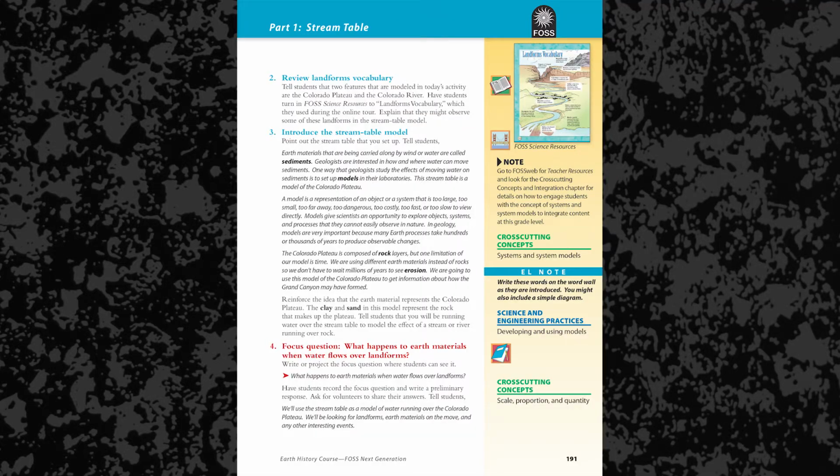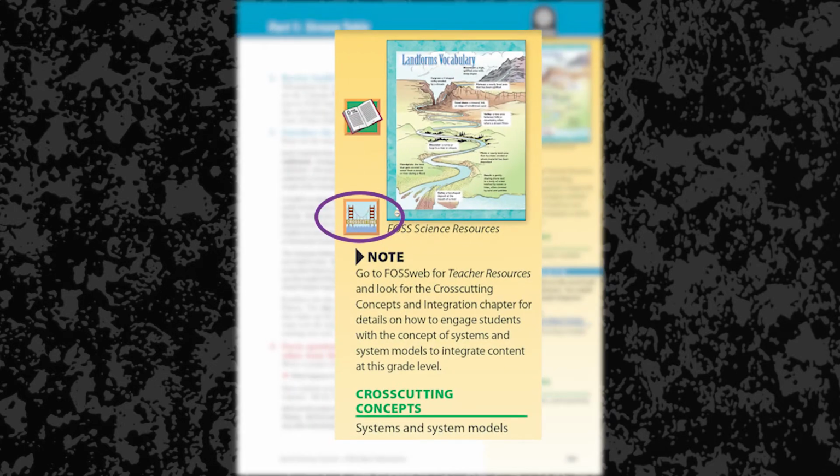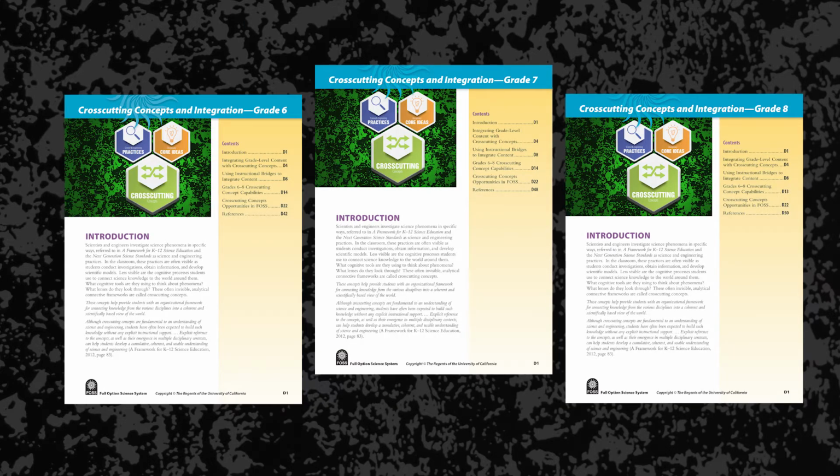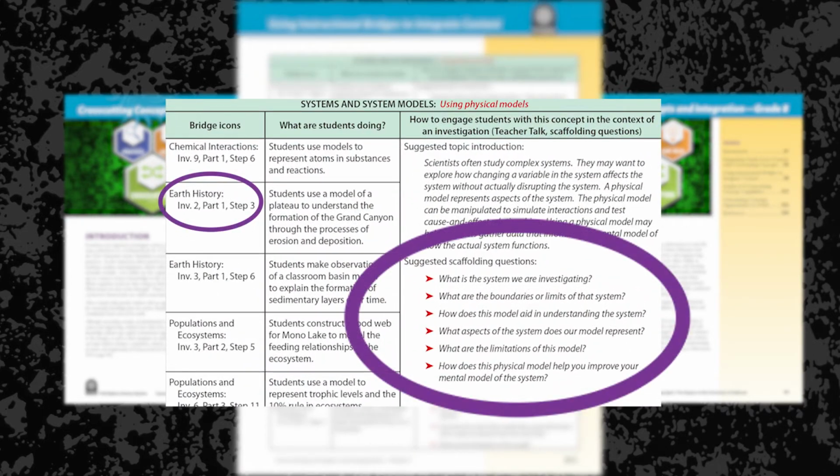In the Investigations Guide, you will find embedded strategies for cross-cutting concepts. For grades 6 through 8, some cross-cutting concepts include a bridge icon. The bridge icon and teaching note indicate a place where you can link and integrate content between courses across the entire grade level. To use these bridge icons, visit the Cross-Cutting Concepts and Integration chapter to access prompts that help you drive student thinking to consider the way cross-cutting concepts support their science understanding at a deeper level between grade level courses.